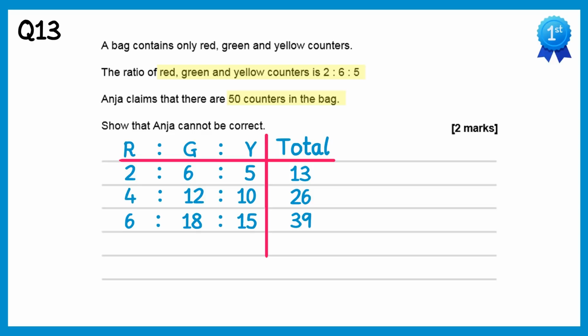If you do it again, you'll get 8, 24, and 20, which adds up to 52. And notice we've now gone past 50 counters. So we could have 52 counters in the bag, we could have 39 counters in the bag, but we can't have 50.